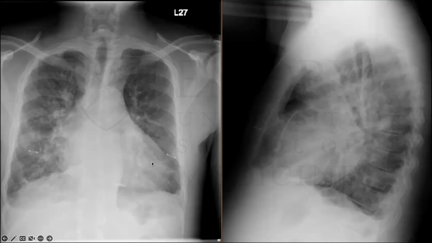So here's his chest X-ray. Here you can see, obviously, he's got an enlarged cardiac border. He does have what looks like right middle and lower lobe patchy airspace opacities. They read it as possibly a multifocal pneumonia. Maybe he has trace bilateral pleural effusions as well.